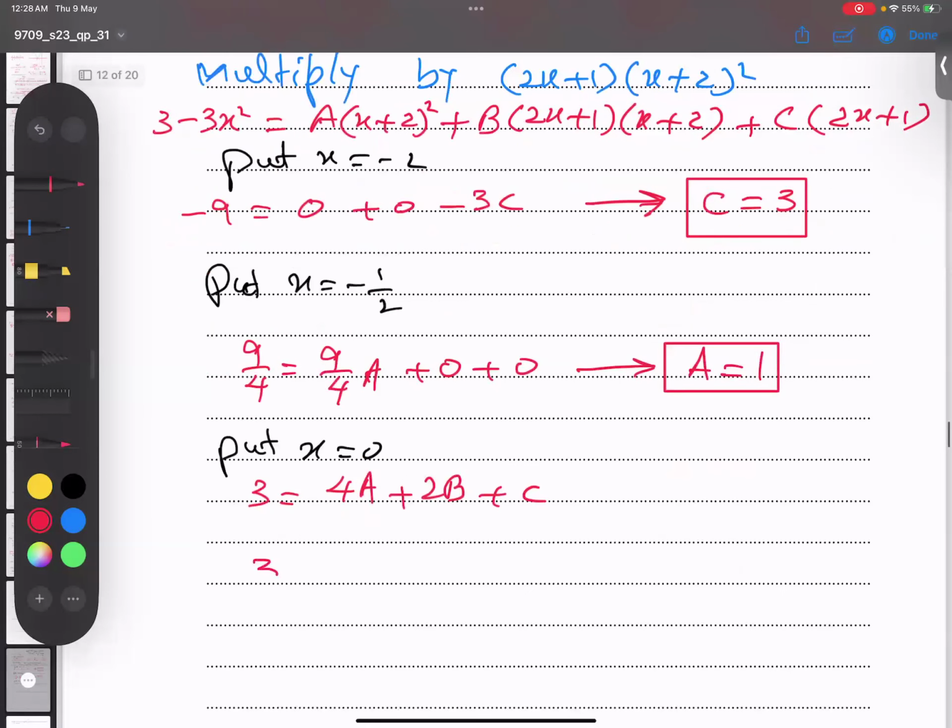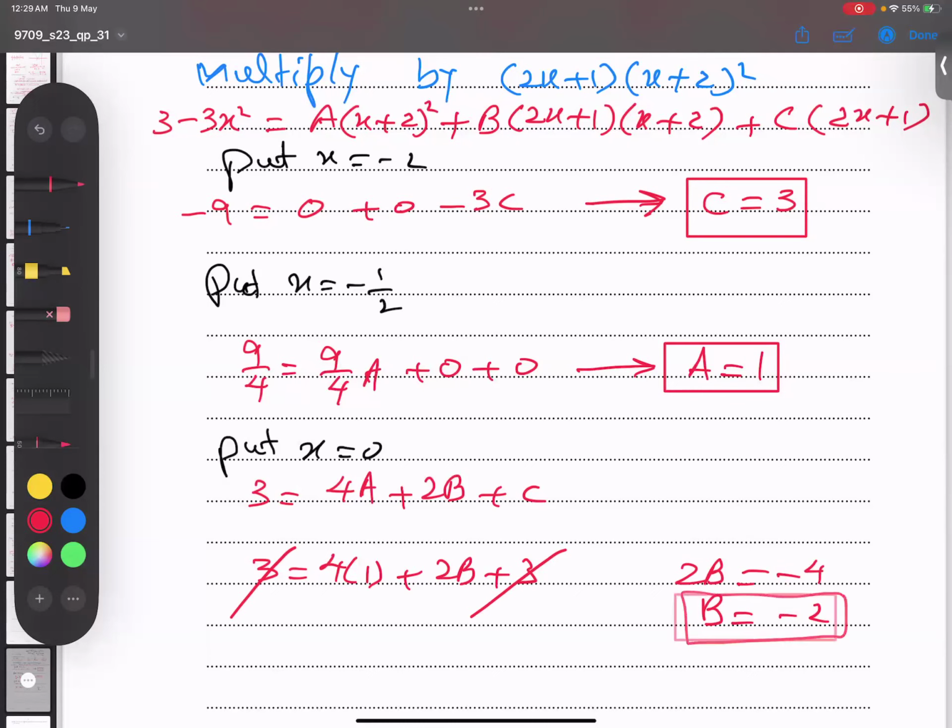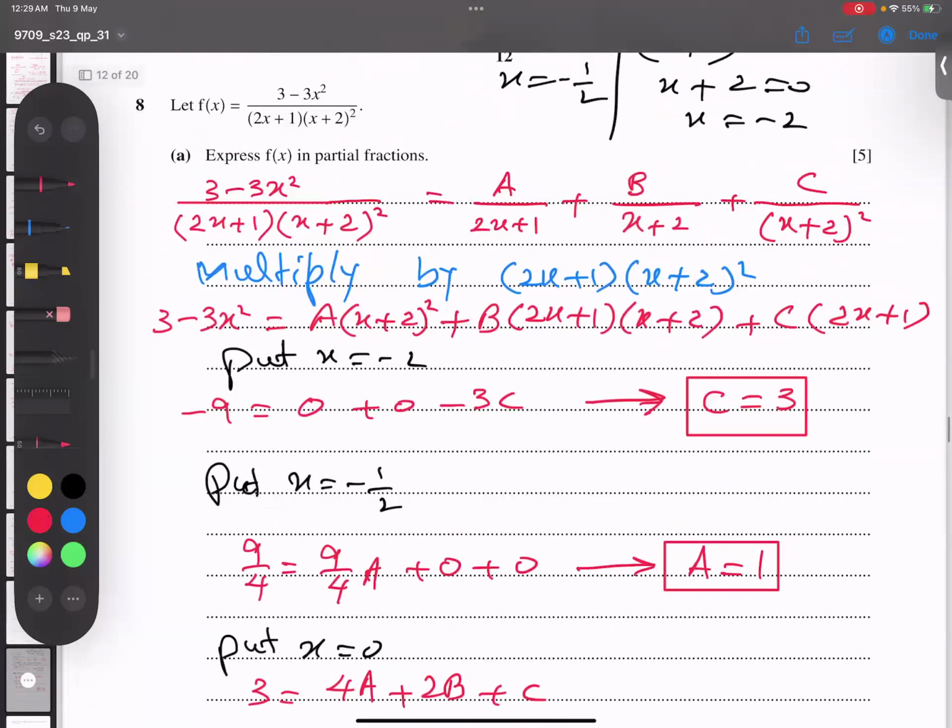Now I'll plug in all the numbers back. 4 times a is 1, and 2 times 2b unknown, c is 3. So it means 3, 3 cancel out, and 2b is equal to negative 4, because this 4 goes to the right side, the sign will change, and b becomes -2. So student, after having all these numbers, I will do what? I will plug them back into the master equation.